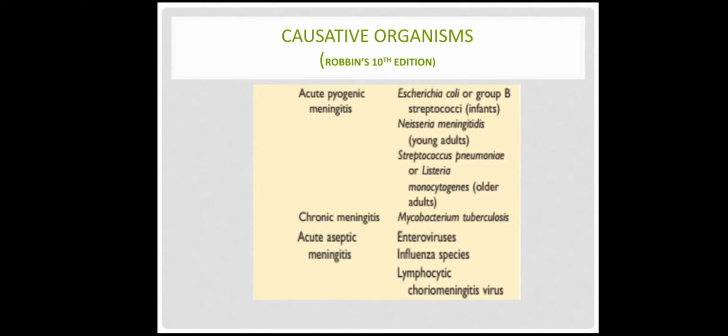Now, in Robbins 10th edition, these are the types of meningitis which are given and the causative agents. Acute pyogenic meningitis, I already told you, is caused by bacteria: Escherichia coli or group B streptococci, Neisseria meningitidis, Streptococcus pneumoniae, or Listeria. These are the common causative agents in different age groups. Then chronic meningitis is caused by Mycobacterium tuberculosis, and aseptic meningitis is caused by viruses like enterovirus, which is most common, and influenza species.